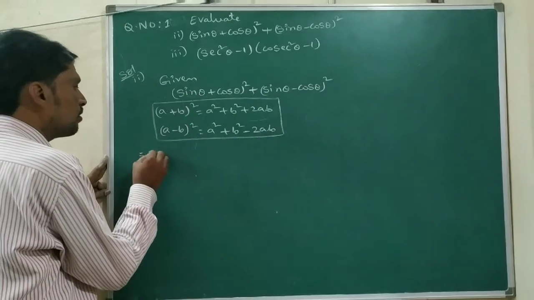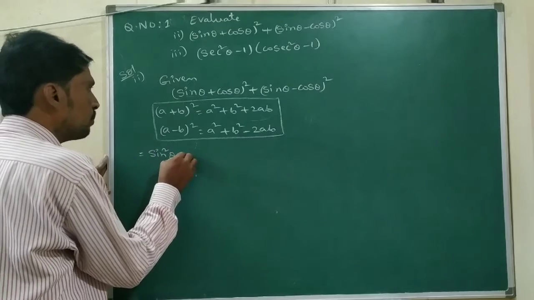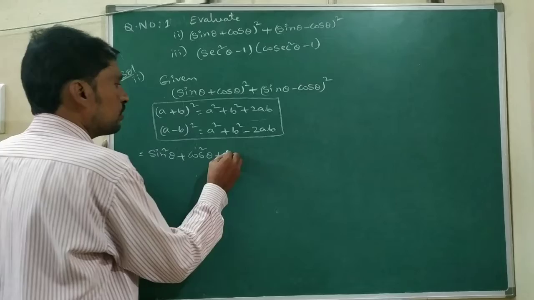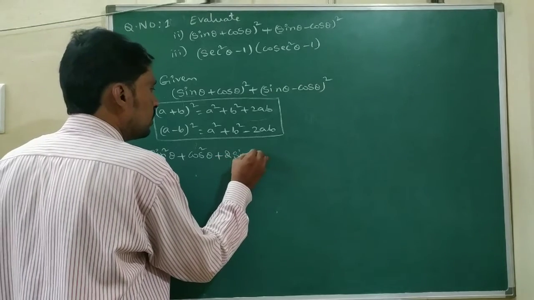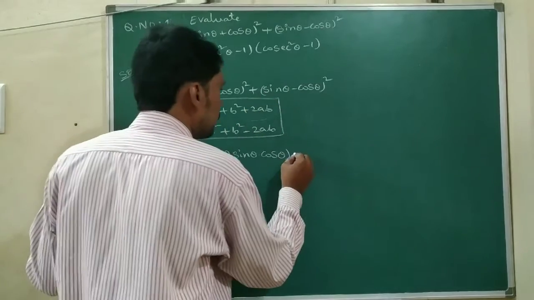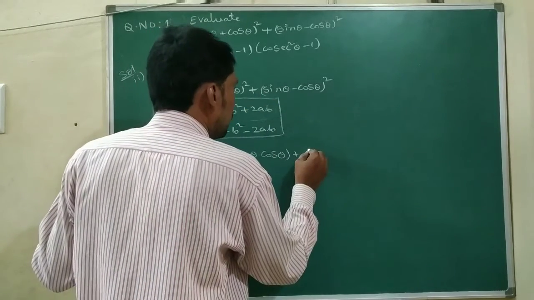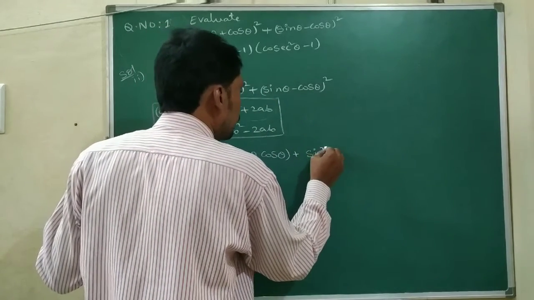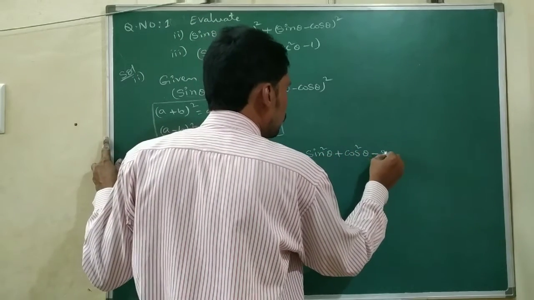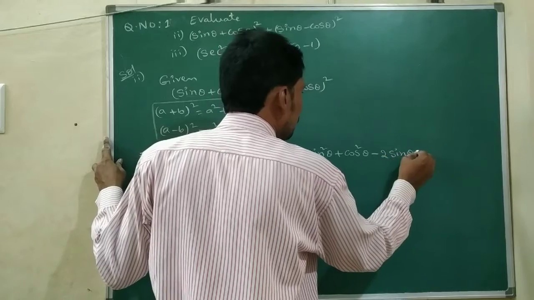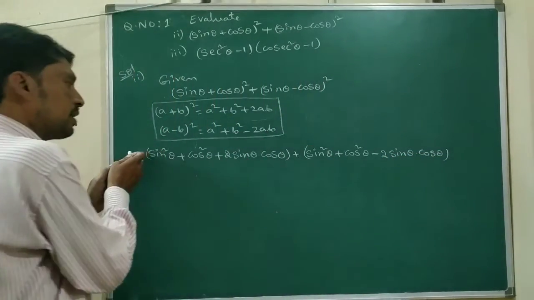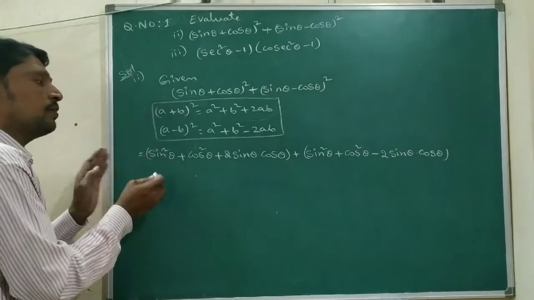So a means sin square theta, plus b square means cos square theta, plus 2 as it is, a means sin theta into cos theta. This is the first one. Here this one I am taking a minus b whole square: a square means sin square theta, b square means cos square theta, minus 2 into a means sin theta into cos theta. So now before the bracket there is nothing, the sign means plus.